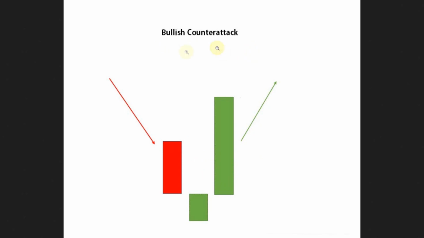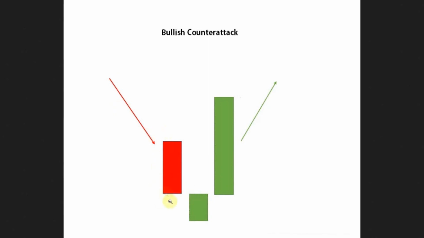The bullish counterattack pattern is a bullish reversal pattern that predicts the upcoming reversal of the current downtrend in the market. This candlestick pattern is a two-bar pattern that appears during a downtrend in the market. Important to know, there are some conditions to be a bullish counterattack pattern. There must be a strong downtrend in the market for the formation of the bullish counterattack pattern.